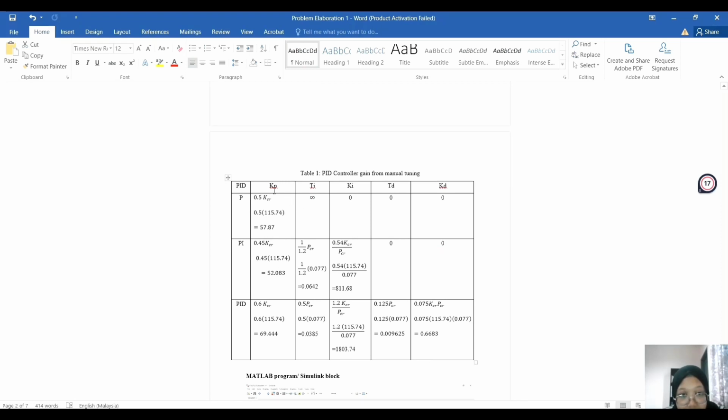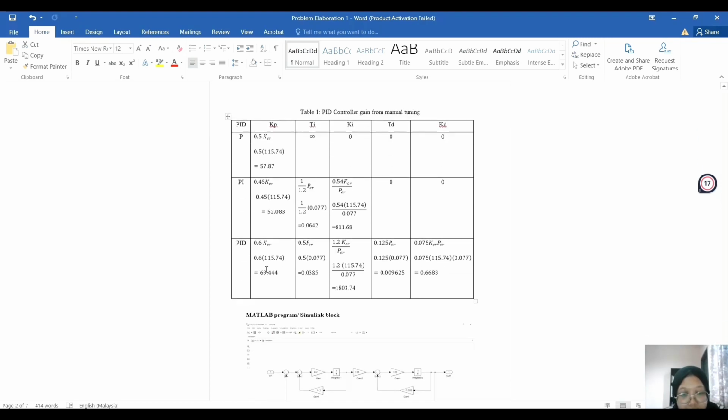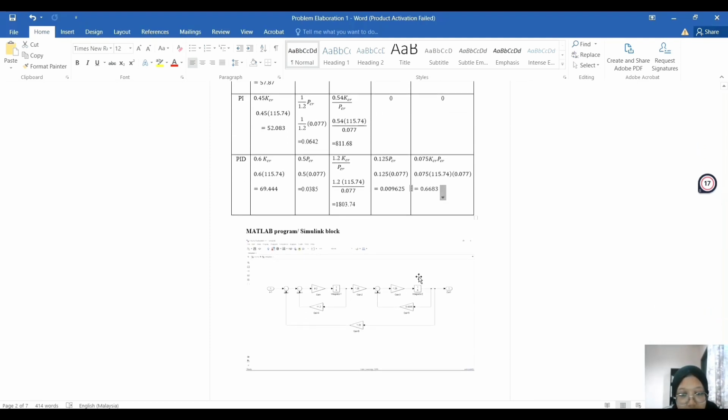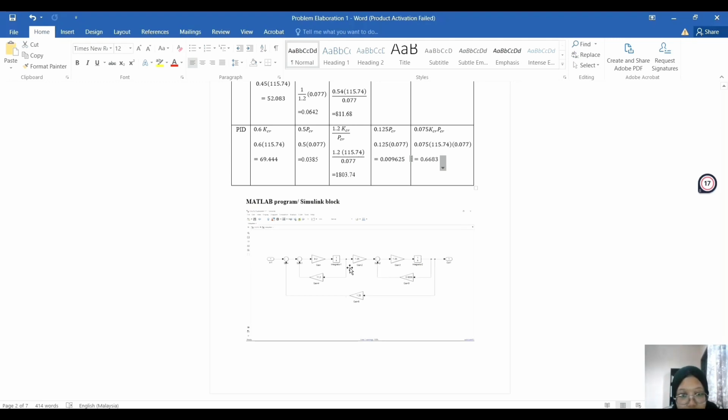Mostly, for P, Kp we get 57.87. For PI, Kp is 52.083, for Ti 0.0642, for Ki 811.68. For PID, Kp is 69.444, for Ti we get 0.0385, for Ki we get 1803.74, for Td 0.009625, and lastly for Kd for PID 0.6683. So this is the subsystem of the PID controller in MATLAB.